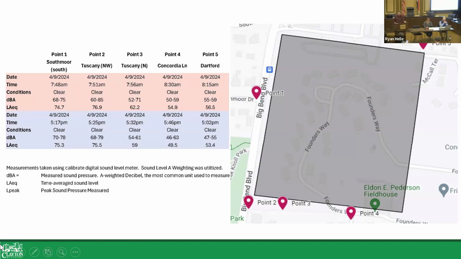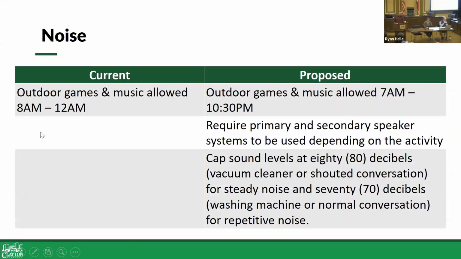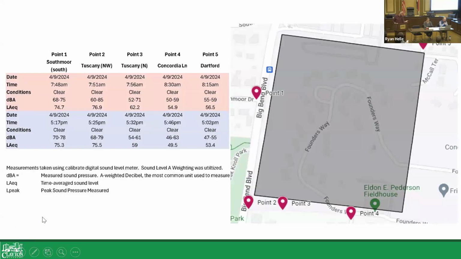Okay, so again, what we're trying to do here is tighten up from what we have right now, which is no decibel restriction. And then you can make noise from 8 a.m. to 12 a.m. if you're playing games or playing music. And so what we're trying to figure out is what would be an acceptable level for this particular site. And again, what we know is during the daytime, when Big Bend is busy, we're going to have decibels that are in the range that we already have here. And so what you're suggesting is then adding an additional restriction that says after X time, then that decibel level needs to fall to a lower number.